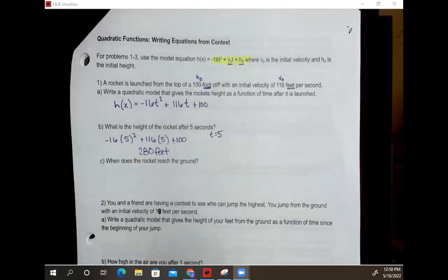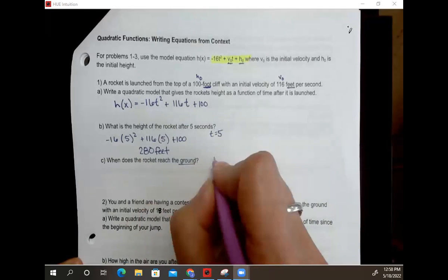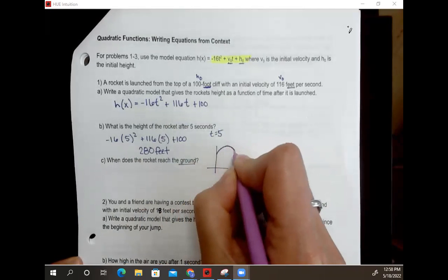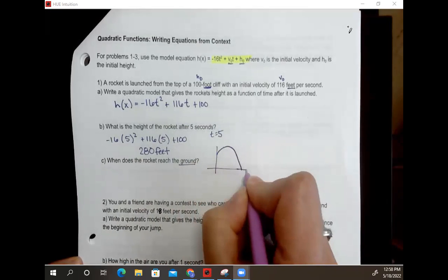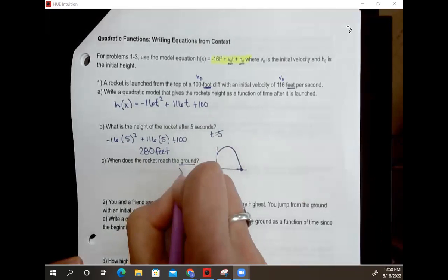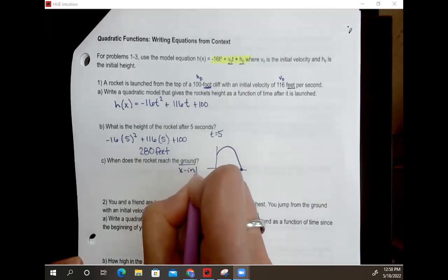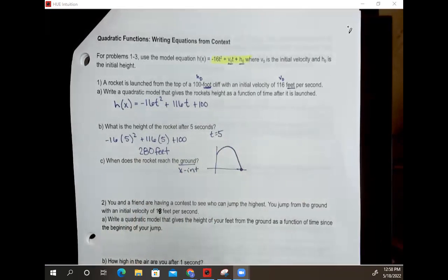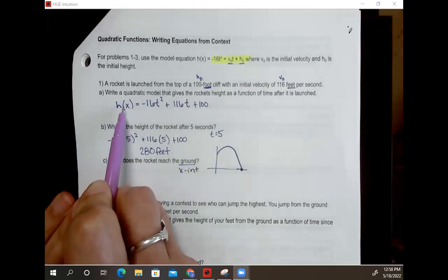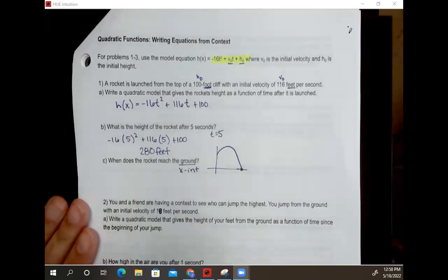Okay. For C, when does the rocket reach the ground? So we know that we are launching our rocket from a cliff. It's going to go up and then come back down and eventually hit the ground. What we're looking for here is the x-intercept. Now, we could plug in 0 for our h of x. Our height would be 0 at the x-intercept and solve for t.